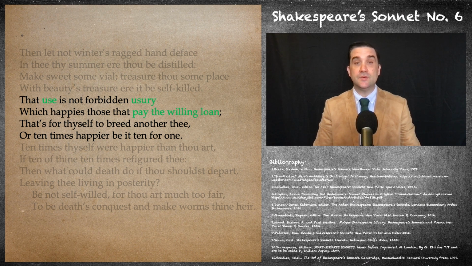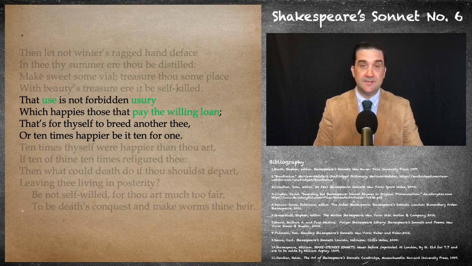Well, we find it in the words use and usury. And it should be noted that usury was illegal in England almost up until the time of Shakespeare's writing of these sonnets. So it was legal to lend money at this time, but it was still considered sinful. So what the speaker is saying to the young man is that sexual activity is not sinful if it's used for reproductive purposes. And then finally, we have this idea of happy people paying the willing loan.